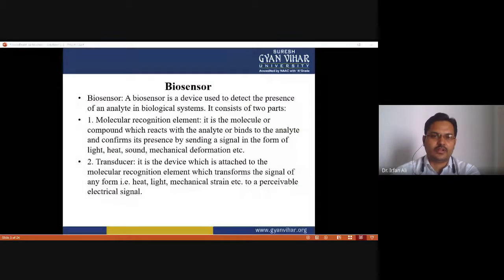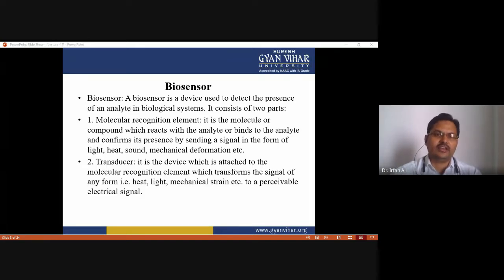So first of all, we need to know what a biosensor is. A biosensor is a device used to detect the presence of an analyte in a biological system. Nanotechnology helps in the development of small, highly efficient, and inexpensive biosensors with broad applications. These biosensors offer significant advantages over conventional sensors, because conventional sensors may use a large amount of substrate compared to nanosensors, and the efficiency of conventional biosensors is also limited.